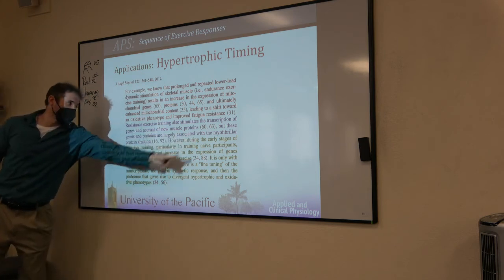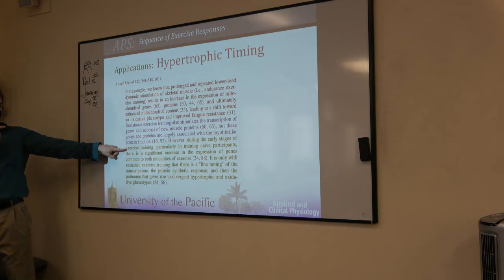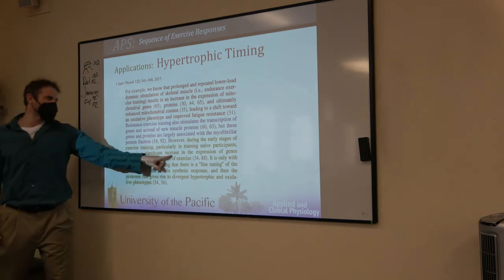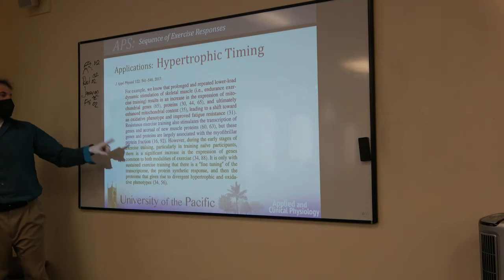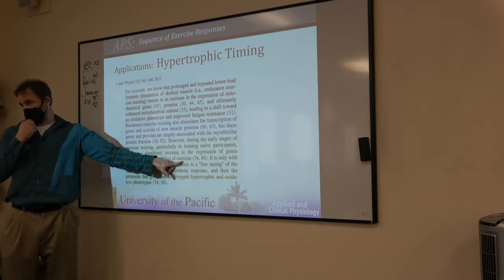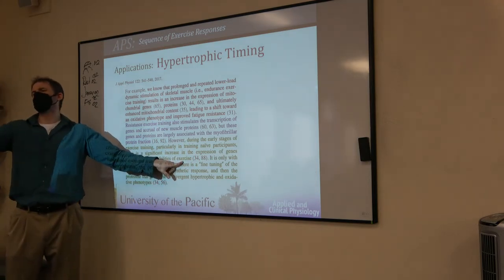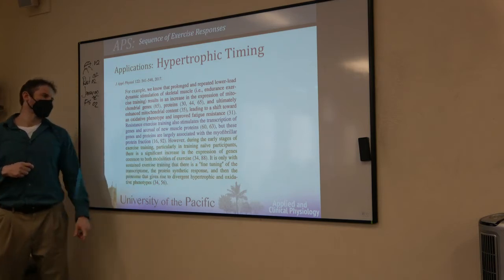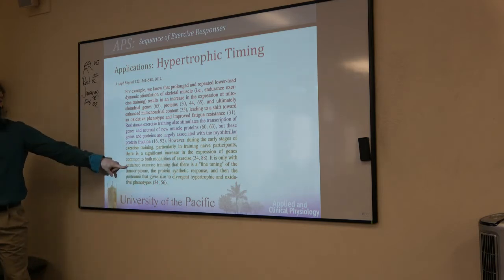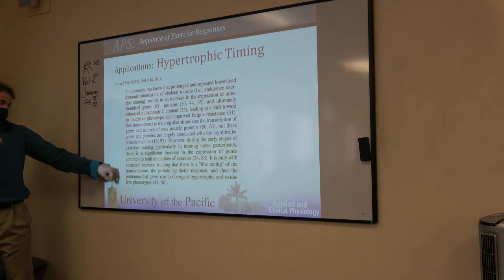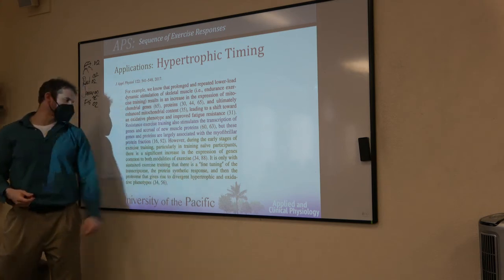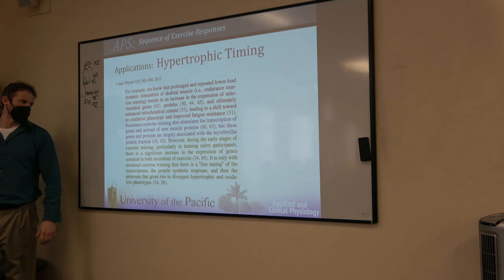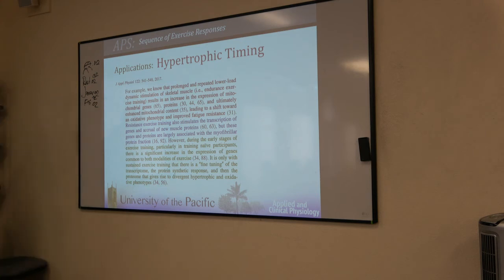During the early stages of exercise training, particularly in training naive participants, there is a significant increase in the expression of genes common to both modalities of exercise. Naive people, untrained people, people unexposed to these stresses, you can adapt in both. It is only with sustained exercise training that there's a fine tuning of the transcriptome, the protein synthetic response, and then the proteome that gives rise to divergent hypertrophic and oxidative phenotypes.